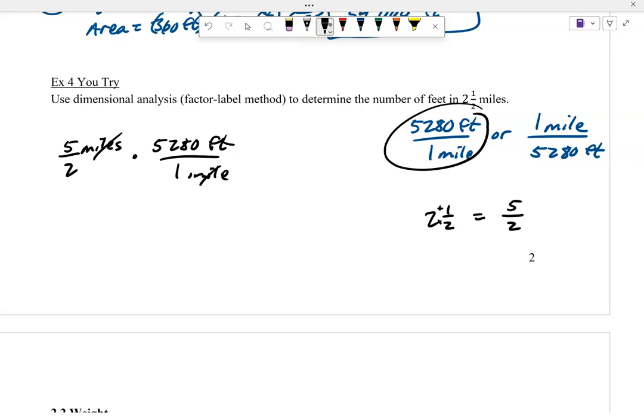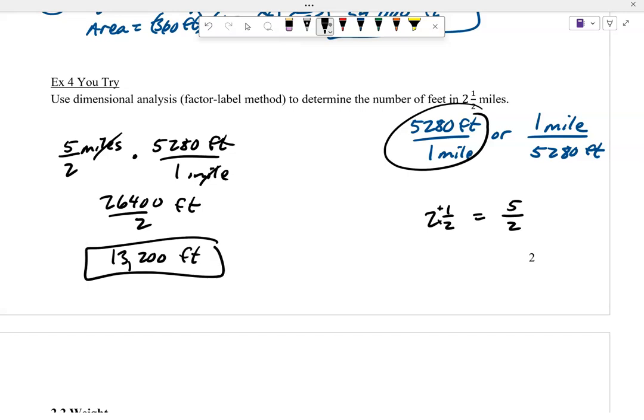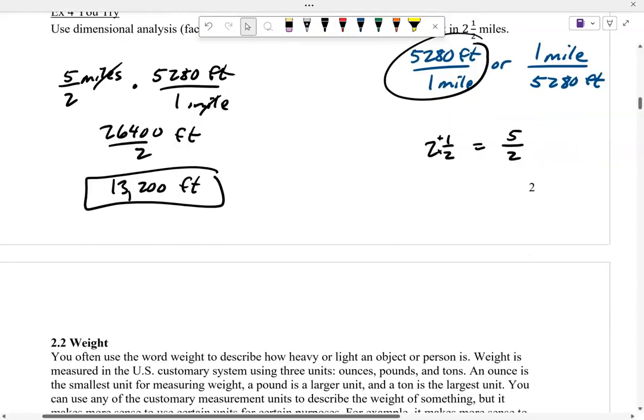So now we're in feet. So I got 5 times 5,280. So I got 26,400 over 2 feet. In other words, 13,200 feet. So thanks for pausing that and working that problem.